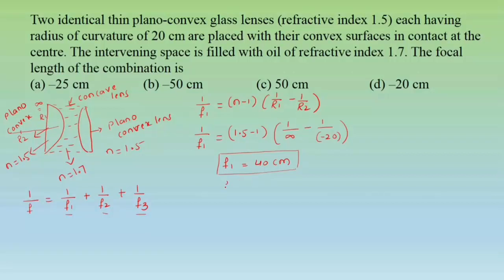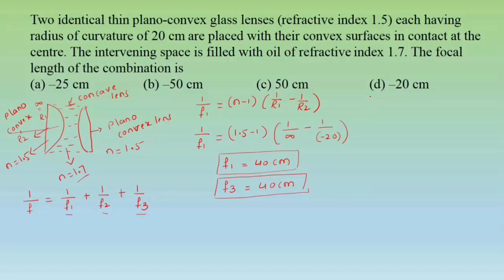So F1 and F3 both are equal. Again, it is not necessary to calculate the F3 value because both are made of the same material, that is glass. F1, F3 value is 40 centimeter. Now we have to calculate F2. F2 is related to the focal length of the concave lens which is made of oil having refractive index 1.7.